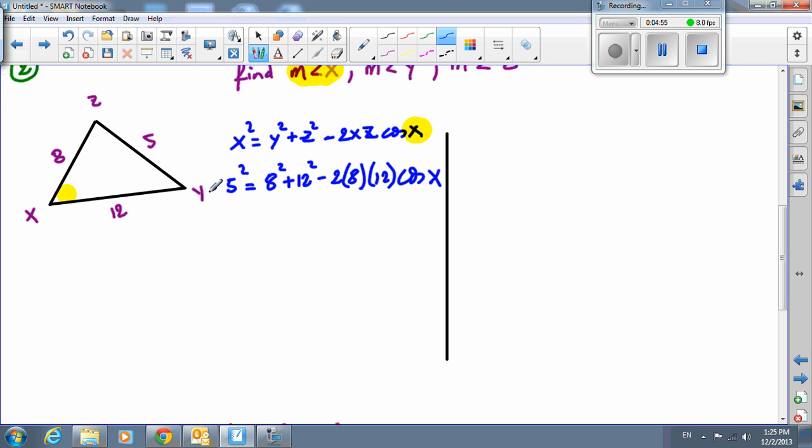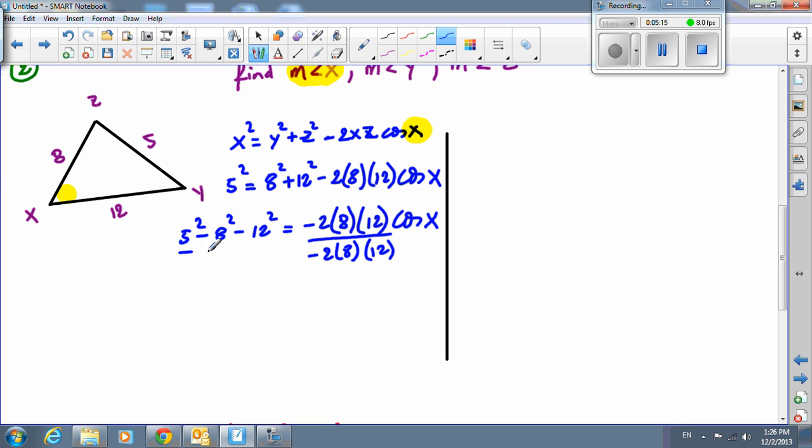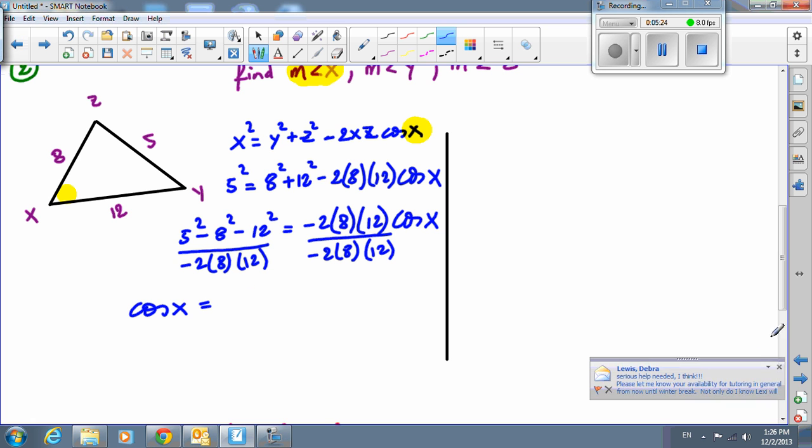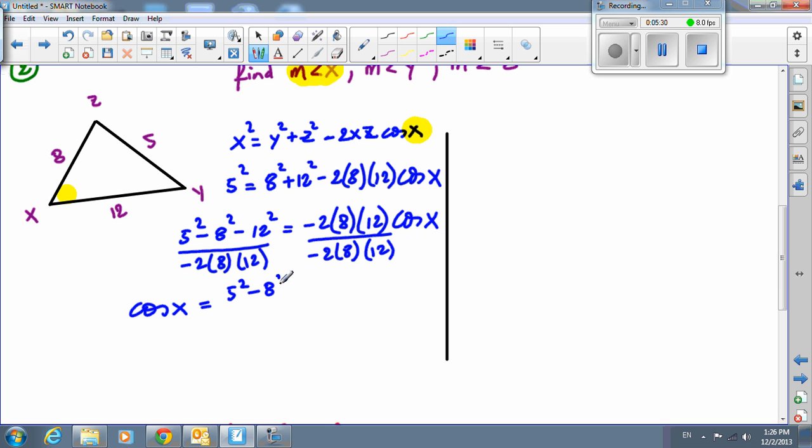So if I move all this to this side, I will have 5 squared minus 8 squared minus 12 squared is equal to negative 2 times 8 times 12 cosine of x. I can divide everything by negative 2 times 8 times 12, and I would end up with cosine of x is equal to 5 squared minus 8 squared minus 12 squared over negative 2 times 8 times 12.